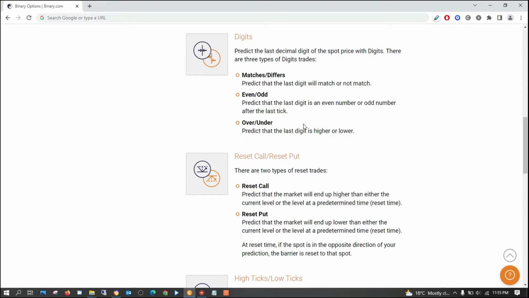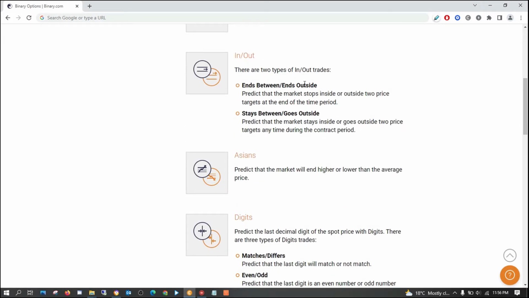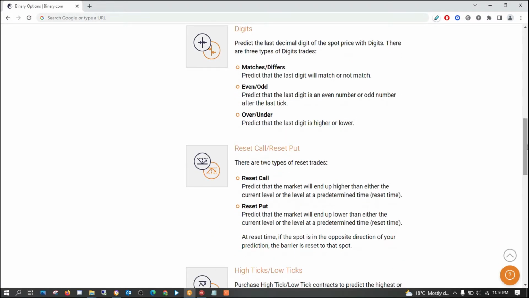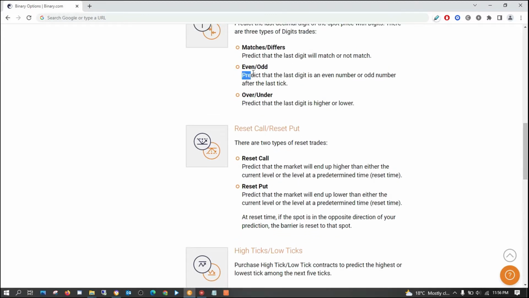As we saw earlier, the binary is between two choices, so you either predict over or under, even or odd, matches or differs. The same thing even here, ends between or ends outside. So that's what we call binary, two types of trade. You either stake on one or you stake on the other. If you predict that something will be even, obviously if it's even, you'll win your stake, and if it's odd, then you lose your position.